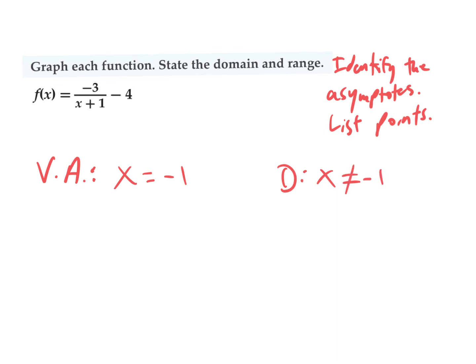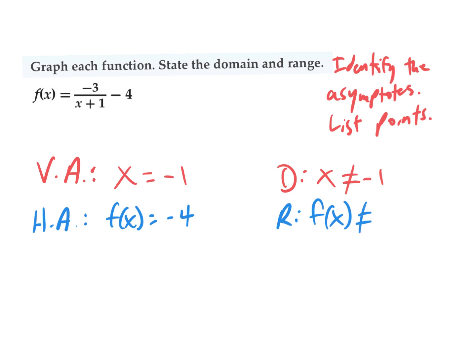Okay? All right, now, Jill, give me the horizontal asymptote. 4. Give me more information. Yes, that number is correct, so warm, but not quite right. f of x equals negative 4. So then, right away, what do we know? Range. We know the range. So the range is f of x cannot equal negative 4.